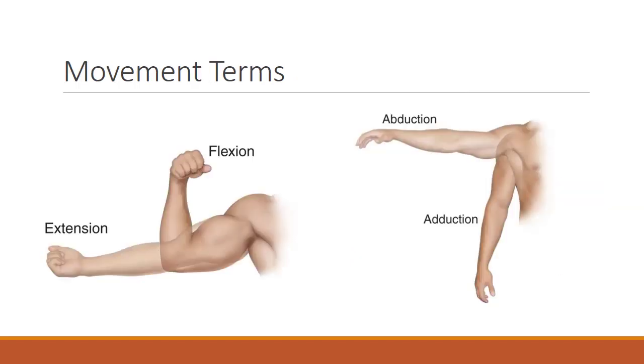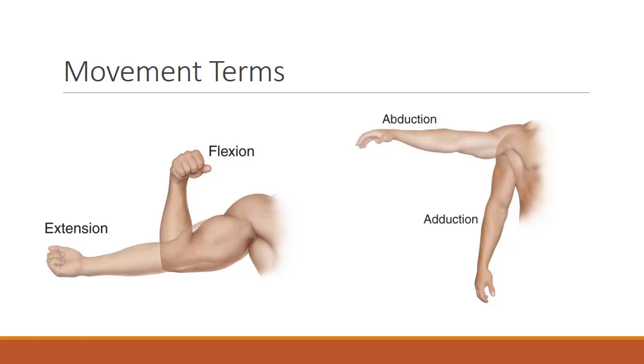Looking at movement terms, the diagram on the left indicates flexion and extension. Flexion is usually referred to with a joint, moving a joint closer, decreasing the angle of that joint. As you can see, bringing your forearm up towards your shoulder is flexion, and extending that is extension. In the other diagram, we see what I refer to as abduction and adduction.